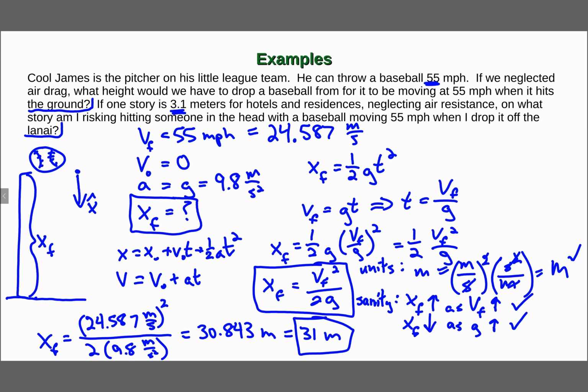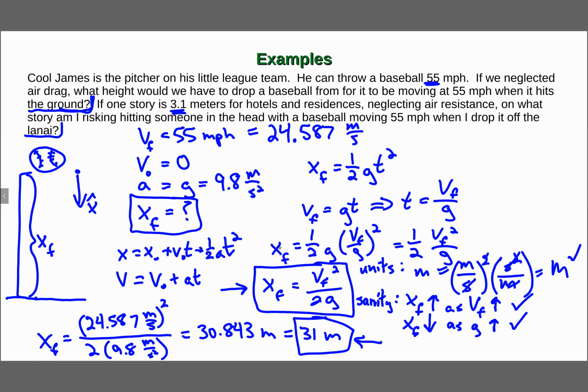So now we've answered the first part entirely. We have the distance expressed in terms of the variables we know, and we also have a numerical answer for the distance. It's 31 meters. If we drop a baseball from 31 meters up, it'll be going about 55 miles an hour when it hits the ground. And so then we go to the second question. If one story is 3.1 meters for hotels and residences, neglecting air resistance, on what story am I risking hitting someone in the head with a baseball moving 55 miles per hour when I drop it off the lanai?